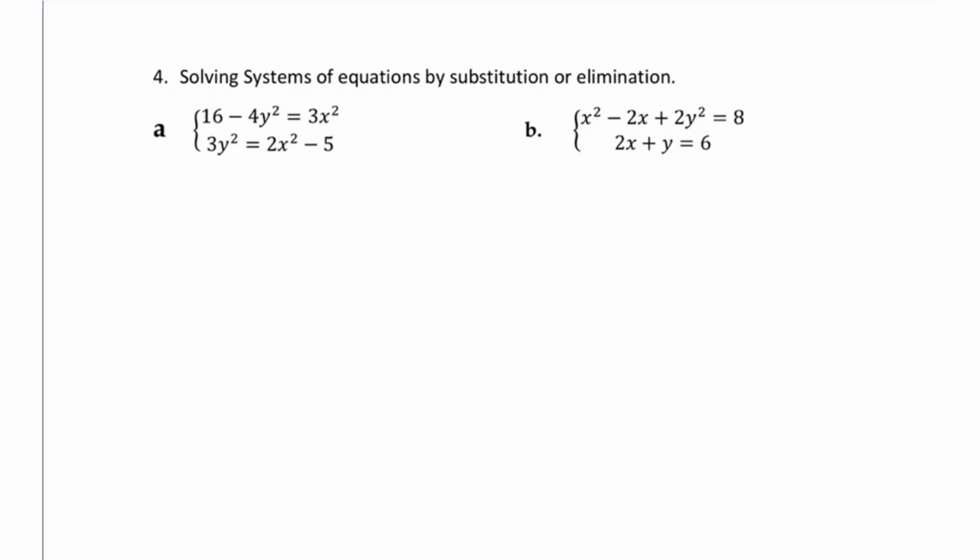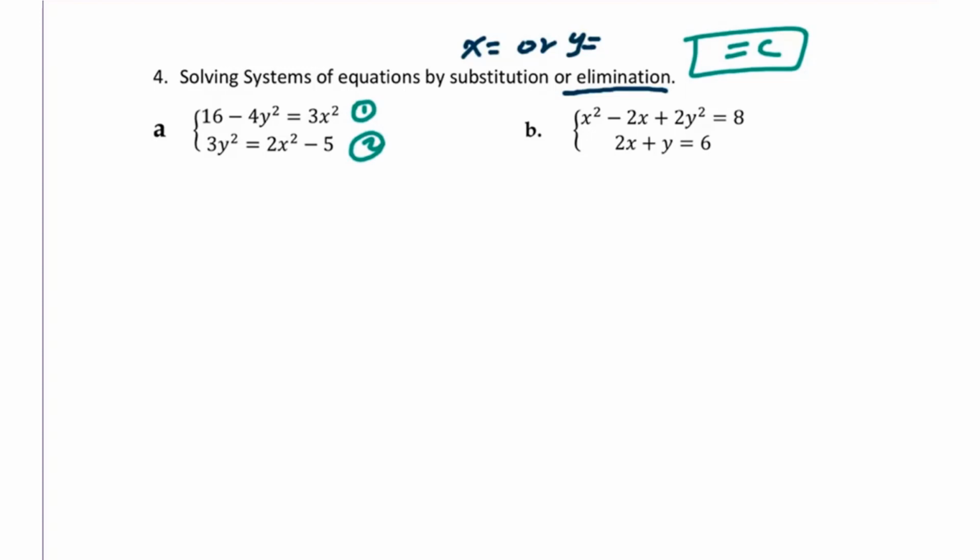For number 4, solving system of equations by substitution or elimination. For 8, we can do elimination. It's hard to create the x equals or y equals, so try to change into equals constant form. So we label this equation 1, this equation 2.